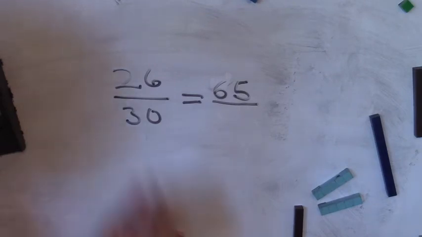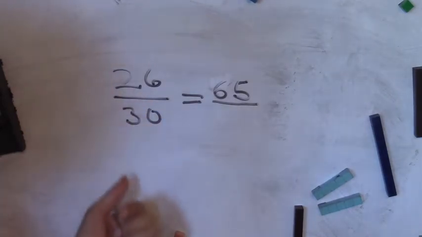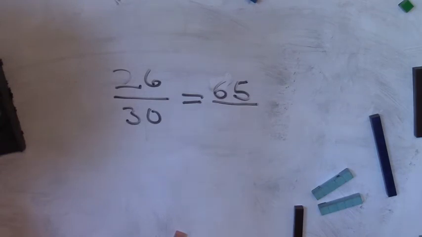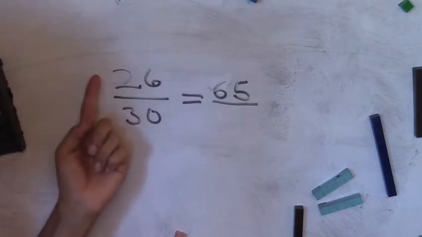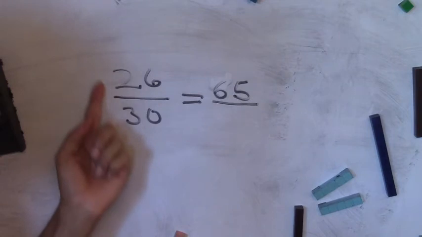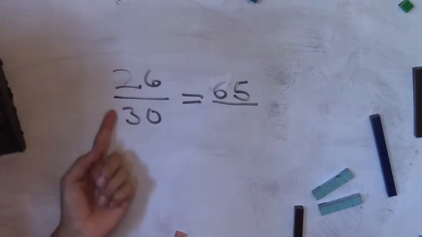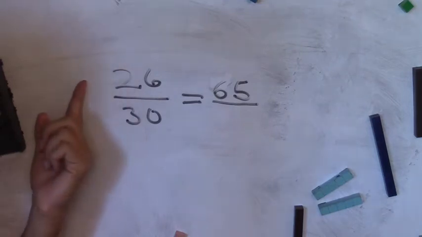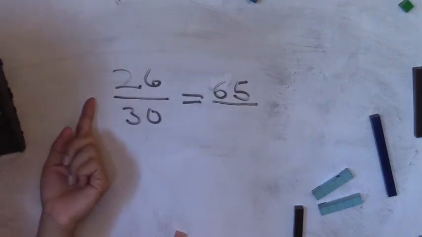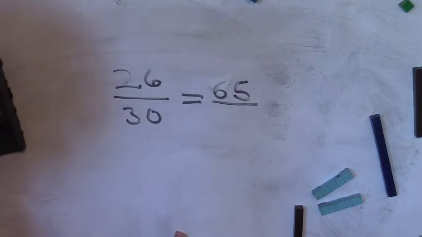Let's see. Can I reduce this? I can. We need to see 65 divided by 26. Oh, I don't think that's the best way to try to do it. Let's try the relationship. What's the relationship between this and this? Can I divide these numbers? Are they both even? Yeah. What's the biggest number that'll go into both of these? Well, the biggest number to go in both of these is 2.